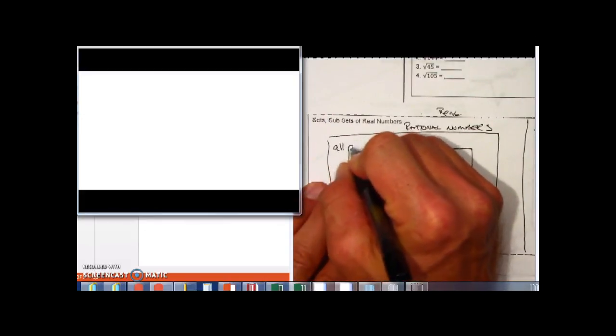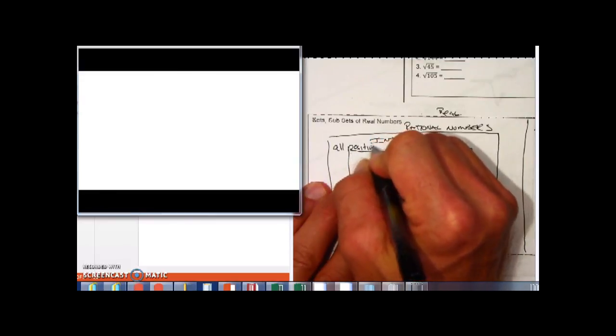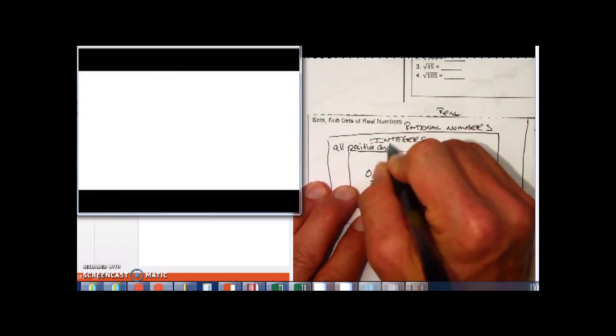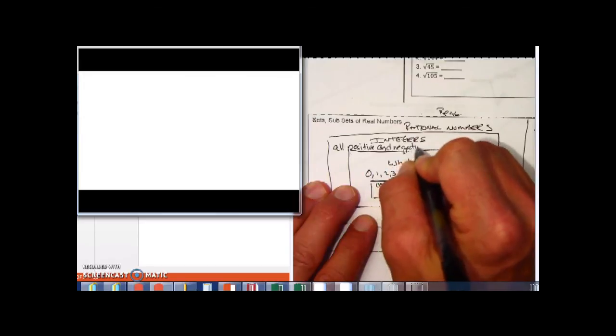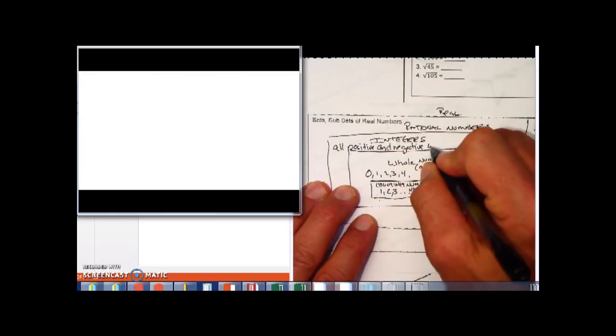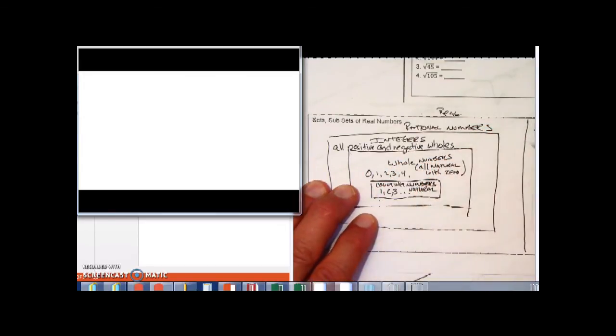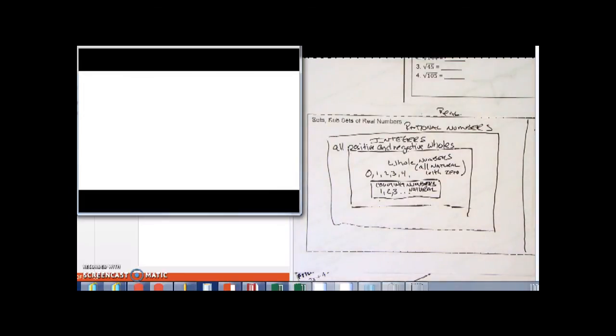Integers, all positive and negative wholes. So what have we left out? Rational numbers. And what have we? Fractions of stuff, right? Pieces, not wholes. So these are amounts that while they're precise, they're not wholes.